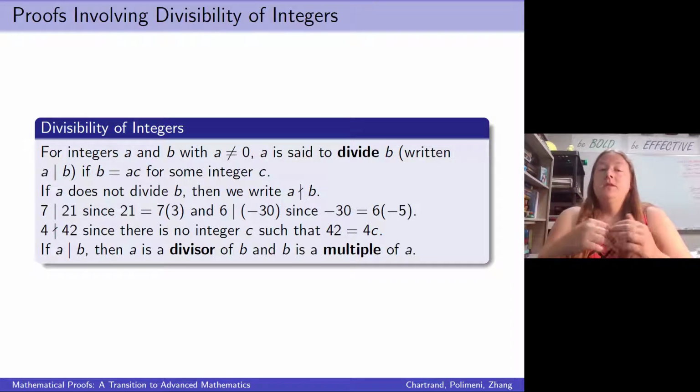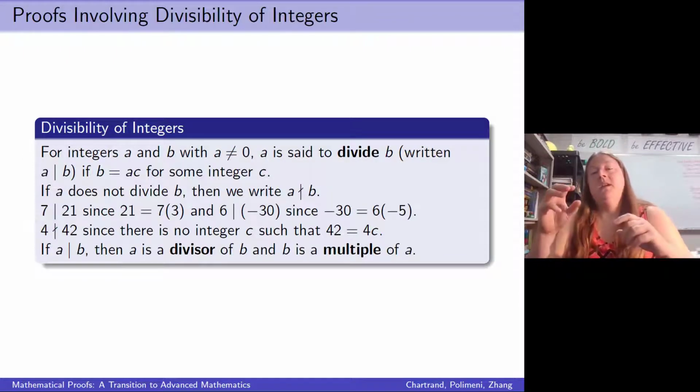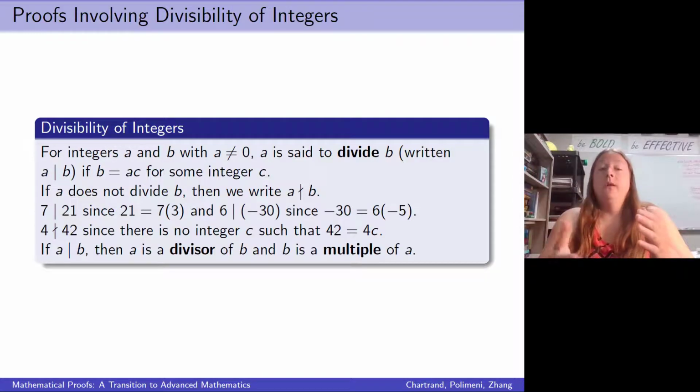So if we have two integers a and b with a not equal to 0, we say a divides b, and we write it with that vertical bar there, if b equals a times c for some integer c. So basically the idea here is we can take b, divide it by a, and we end up with a whole number c when we do that. We're going to write it though as b equals this product ac when we're working with it, because it's just a cleaner way to think about it.